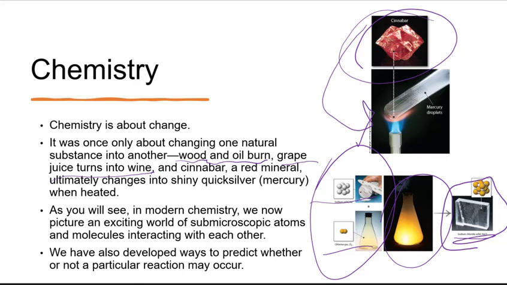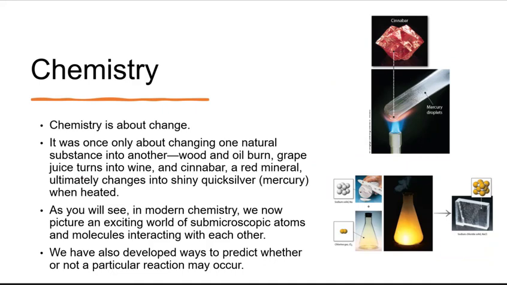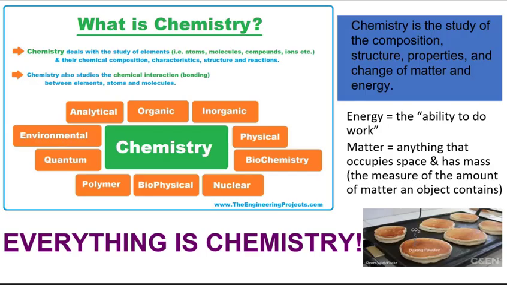The emphasis was largely on finding a recipe to carry out a desired change with little understanding of the underlying structure of the materials or the explanations for why particular changes occurred. Chemistry is still about change, but now chemists focus on the change of one pure substance, whether it's natural or synthetic, into another and on understanding that change. So what is chemistry? Chemistry is a study of the composition, the structure, the properties, and the change of matter and energy. Well, what is matter?